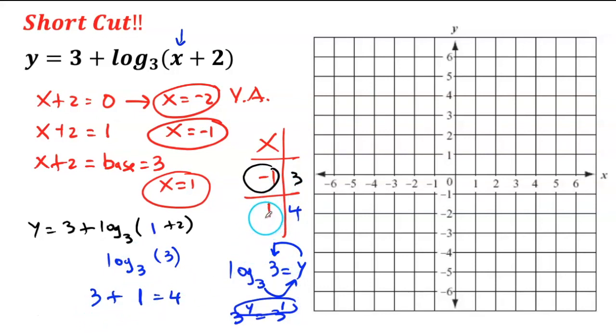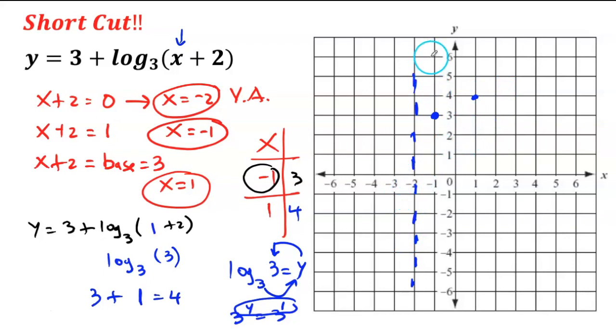Let's graph this thing. Don't forget about the vertical asymptote. My vertical asymptote in this case is the first value, which is negative 2. Negative 2, vertical asymptote. You have to graph it always. The two values, negative 1 comma 3, 1 comma 4.